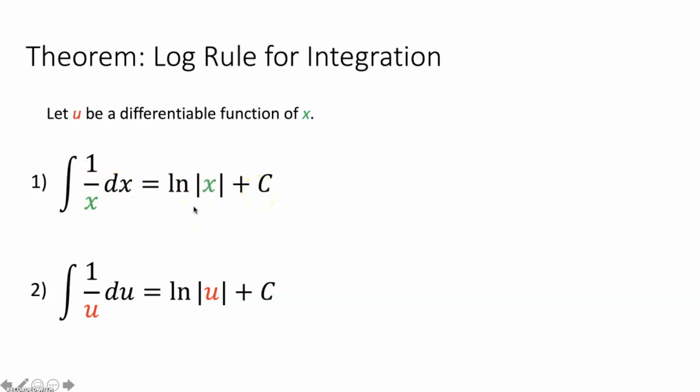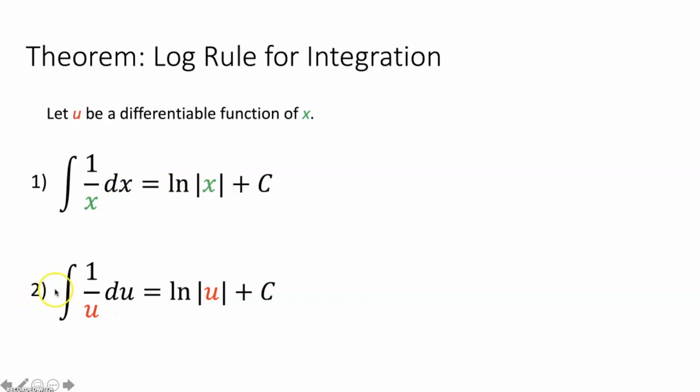Now I also get asked a lot, why is it the natural log of the absolute value of x plus c? Because remember, the natural log function is only defined for x greater than 0. So we can't have our x value when we integrate over here be negative because you can't take the natural log of a negative number.